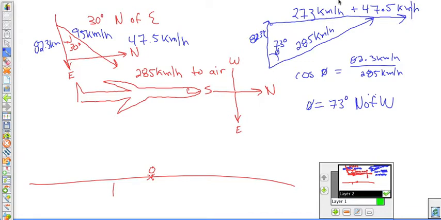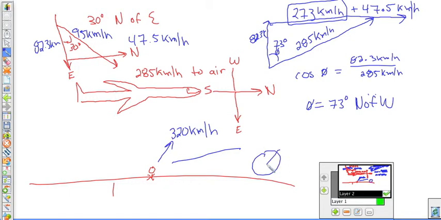Now, relative to the air, this is what I'm going. But since the air is also moving relative to the ground, I would add these two together. So from this guy looking up, the plane is actually going 320 kilometers per hour relative to the ground, which is important. You want to know how fast you are going relative to the ground, because that's going to tell you how fast you're going to get to your destination.